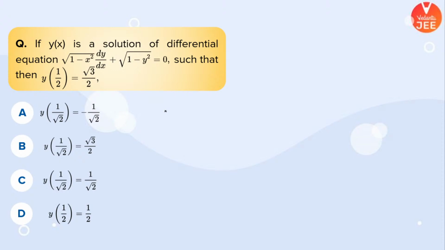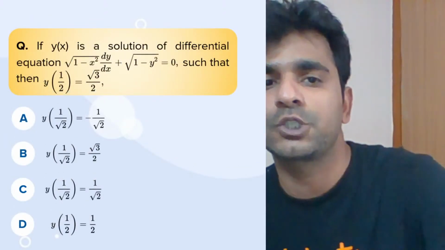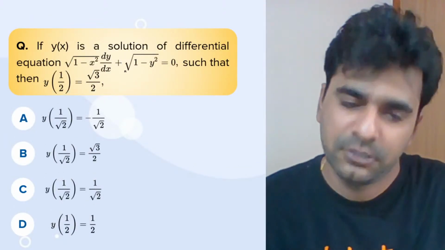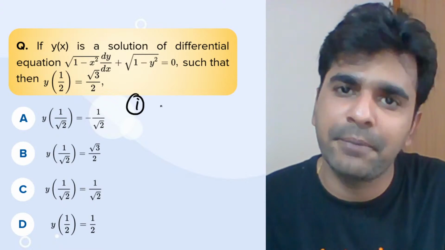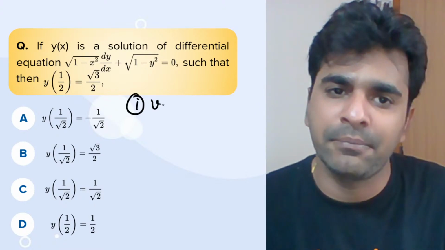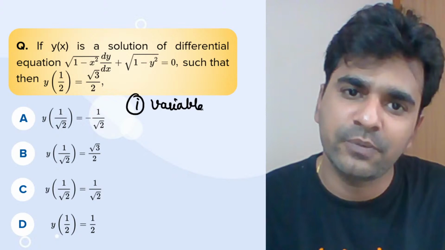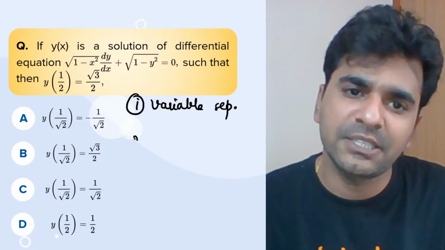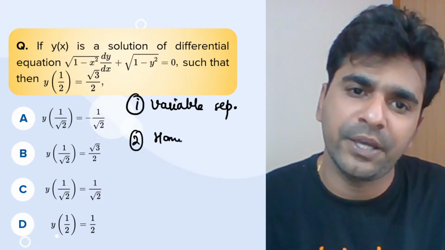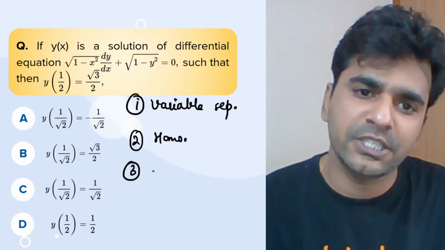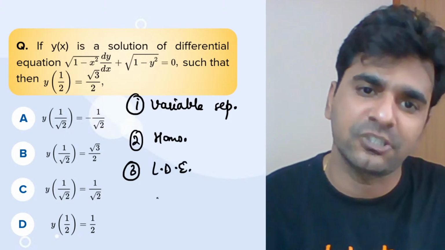Number 2 problem, differential equation. Now in differential equations, I always tell the students to think along 3 patterns. Number 1: can the variables be separated? So number 1 is variable separable. If they cannot be separated, then go for a homogeneous equation. If it is not a homogeneous equation, then look for a linear differential equation.